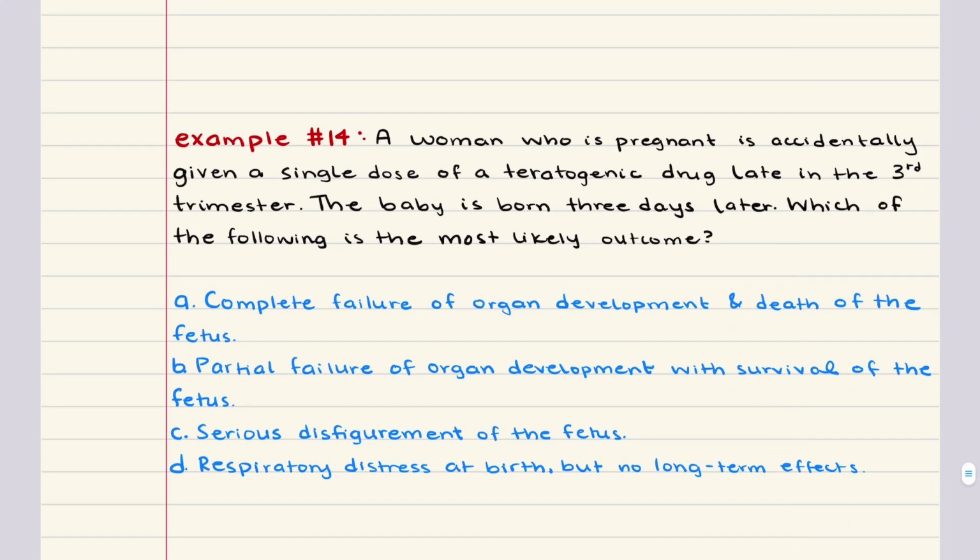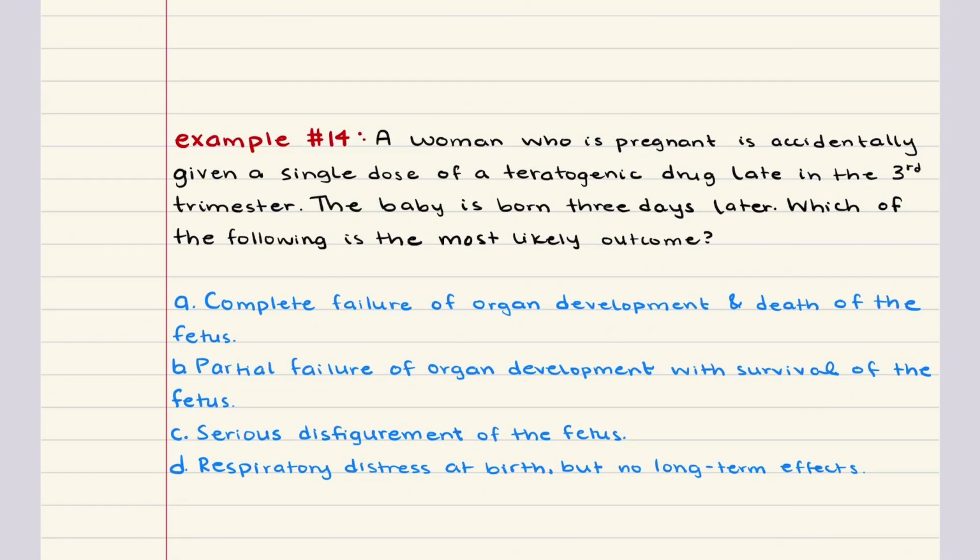Problem 14 says, a woman who is pregnant accidentally is given a single dose of a teratogenic drug late in the 3rd trimester. The baby is born 3 days later. Which of the following is the most likely outcome? A says complete failure of organ development and death of the fetus. B says partial failure of organ development with survival of the fetus. C says serious disfigurement of the fetus. And D says respiratory distress at birth, but no long-term effects.